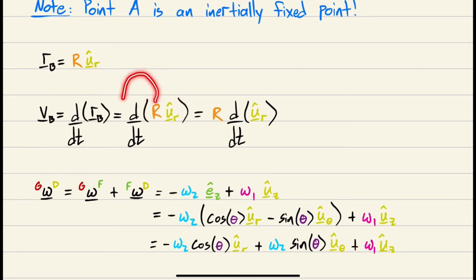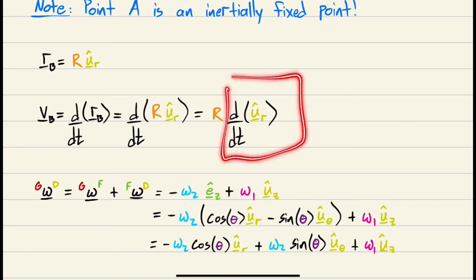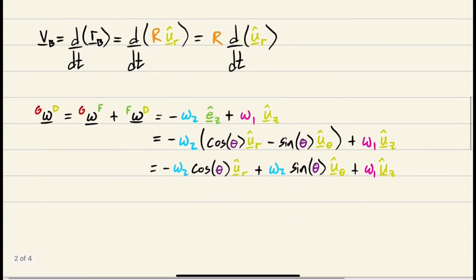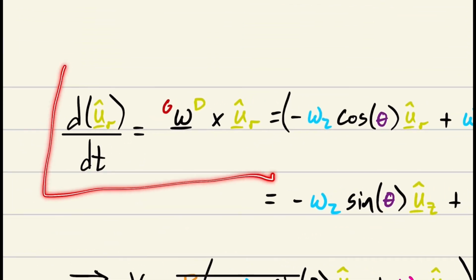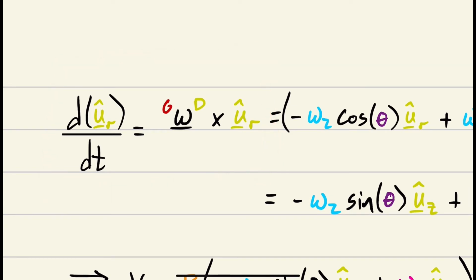We can take out the constant R because it's a constant. The radius of the disk isn't changing with respect to time. And so now we just have to find this dUR/dt. To do that, as you'll recall from our previous video, and I have it written down here, this is the rate of change of a unit vector in a rotating frame. And the way you do that is you take the absolute angular velocity of the frame you're interested in and cross it with the vector itself.